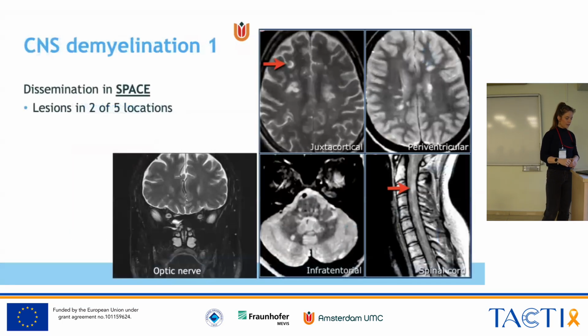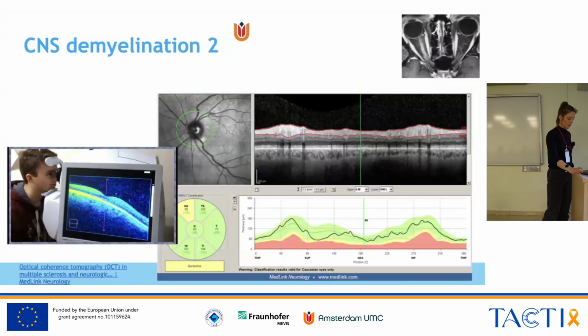So here are the localizations, very good. On the scan, we have the juxtacortical lesions, the most common ones, and the periventricular lesions with the Dawson's fingers if you look at a sagittal slice. Then you have the optic nerve here, the infratentorial lesions in the brainstem and the cerebellum, and here the spinal cord lesions. And dissemination in space means that you need 2 out of 5 locations.